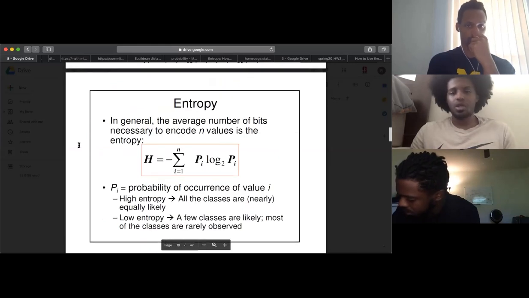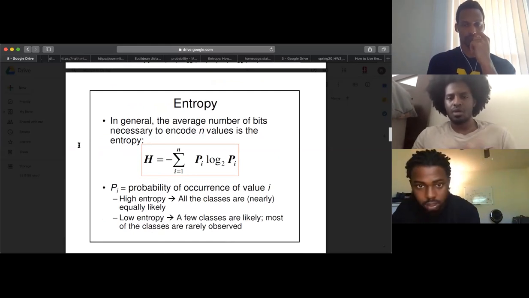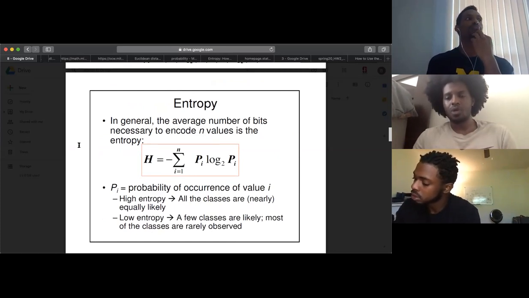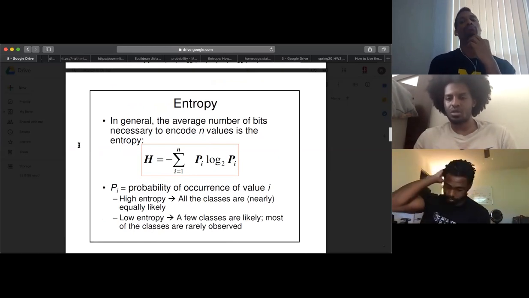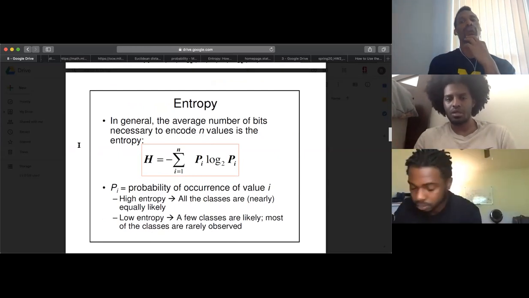So in general, the average number of bits necessary to encode n values is the entropy. If you remember, Occam's razor is all about finding the most efficient representation of your decision tree that reflects the training data. So you will want to find the lowest number of bits required to describe your training data. And again, that's the lowest entropy.